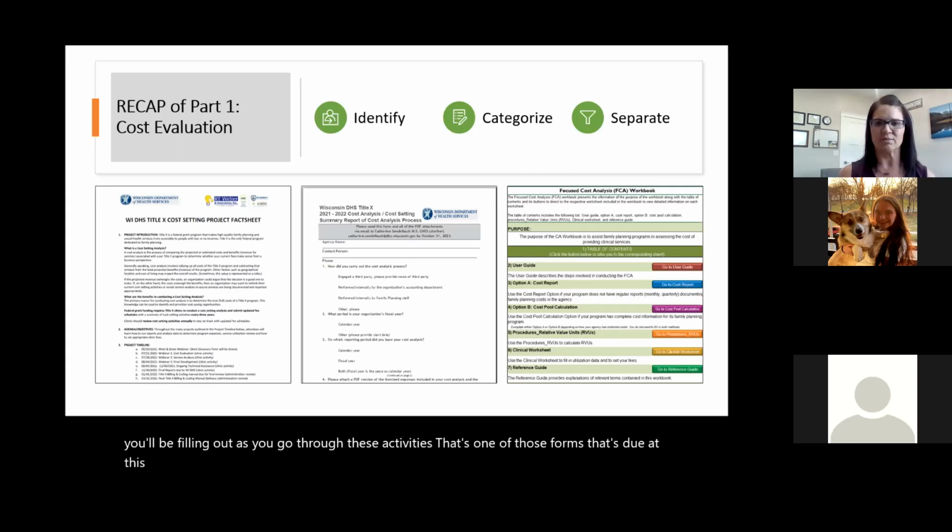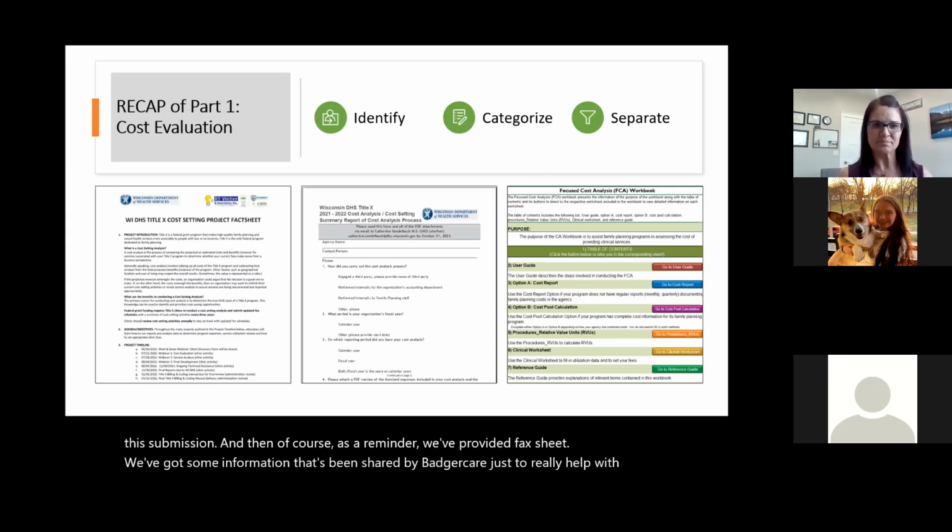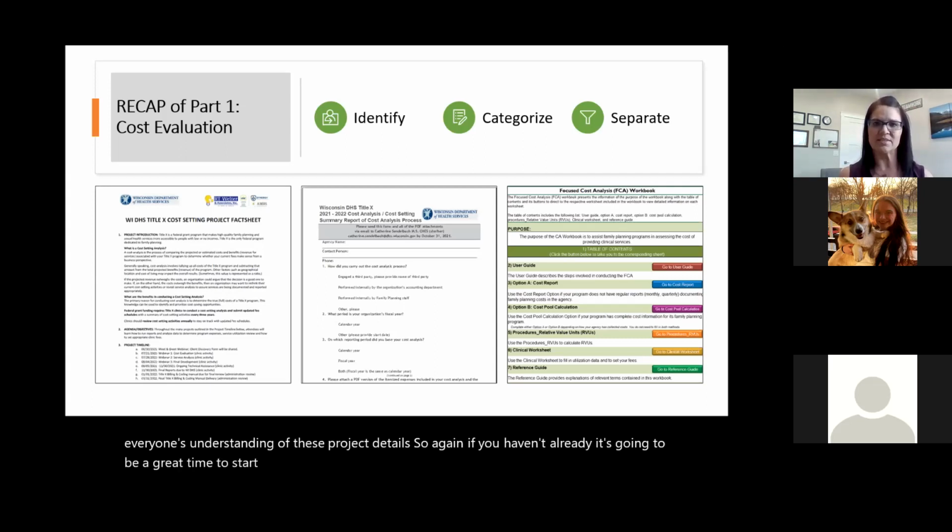And then of course, as a reminder, we've provided a fact sheet. We've got some information that's been shared by Badger Care, just to really help with everyone's understanding of these project details. So again, if you haven't already, it's going to be a great time to start looking at your expenses for the year that you've chosen to analyze and start collecting those details into your worksheet.